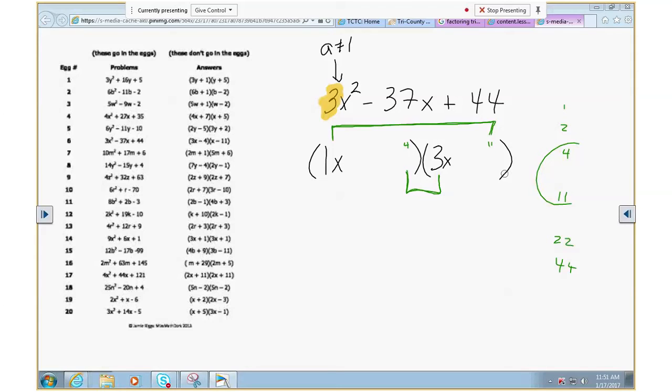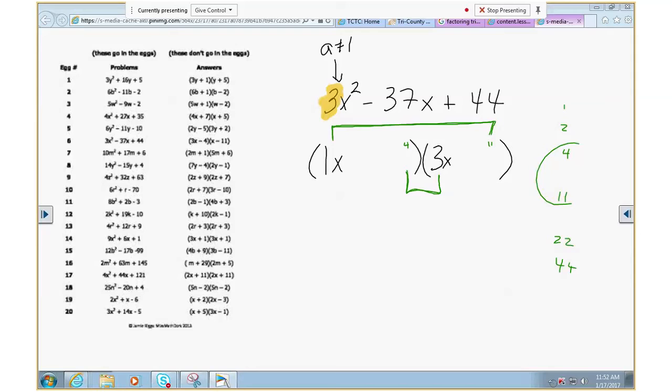And then we'll do outside and inside in here. Outside is 11 and 12. What will 11 and 12 give us? Well, 11 and 12 will give us a 1, and it'll give us a what? 11 plus 12, 23. What do we need in the middle?